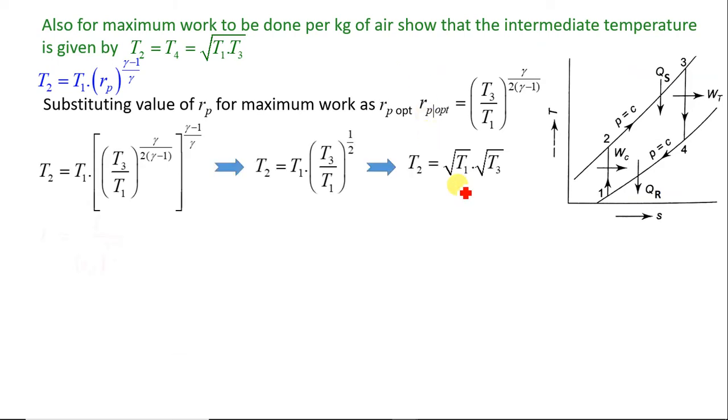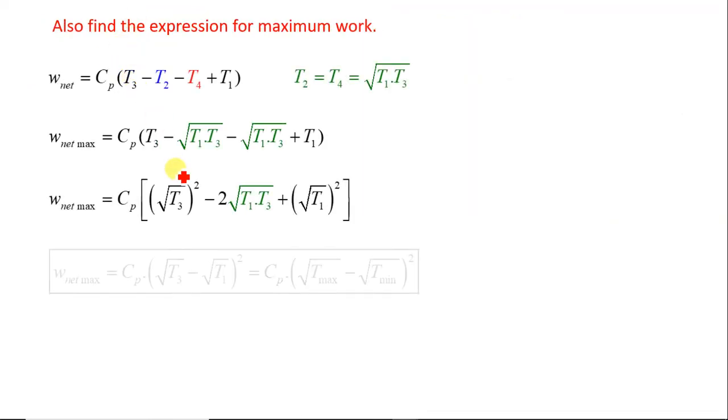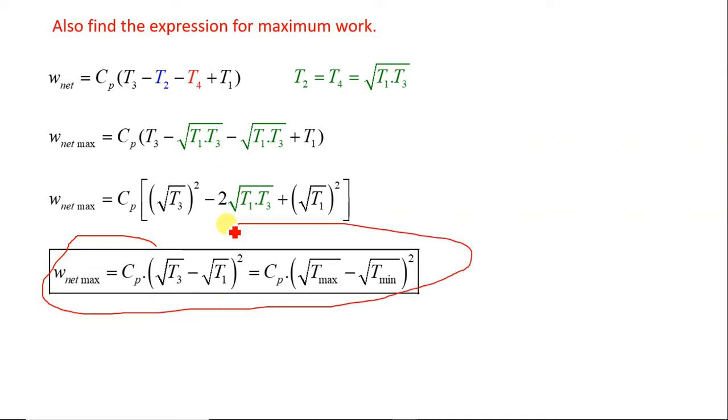Then the intermediate temperature, this also we had discussed. When the intermediate temperatures T2 and T4 are the same and equal to the square root of T1, which is the minimum temperature, times T3, which is the maximum temperature, it's the multiplication under the root. When this is the scenario, again the work from the Brayton cycle is maximum. Then for maximum work, W net is Cp times the bracket of square root of T max minus square root of T min, the whole squared. This is the W net max equation.